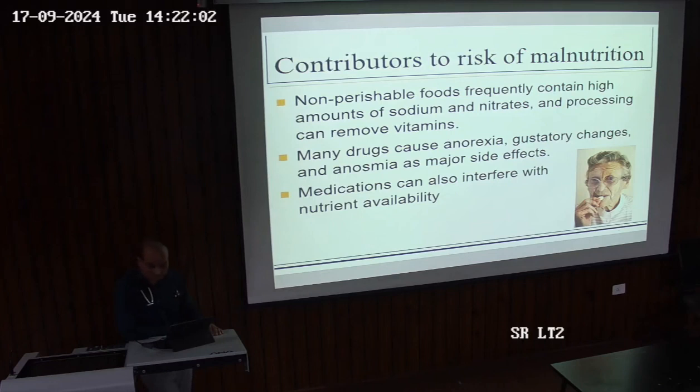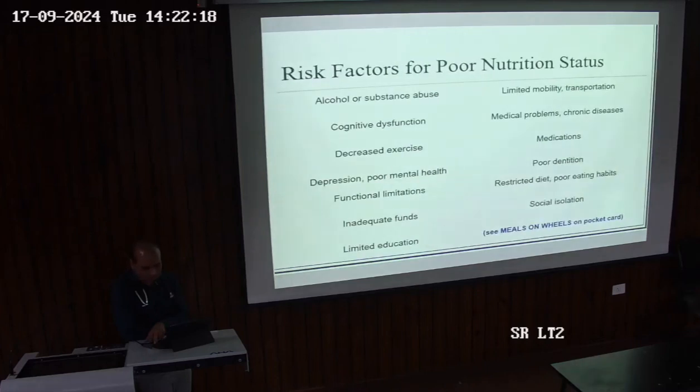Drugs, which may lead to anorexia and gastric changes, and medications. Drugs have two harms: one, they reduce appetite, they lead to anorexia and gastric irritation, and also some drugs interfere with the absorption of nutrients. So these are the risk factors for poor nutrition: alcohol, cognitive dysfunction, decreased exercise, depression, financial limitations, inadequate funds, limited education, limited mobility, medical problems, medication, poor dentition, all those.